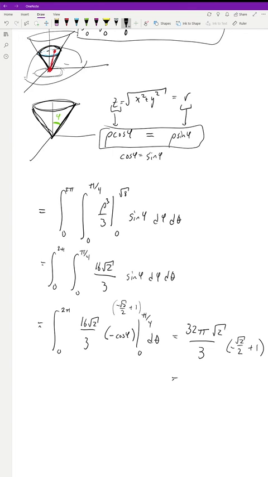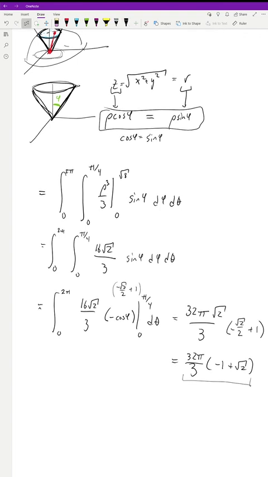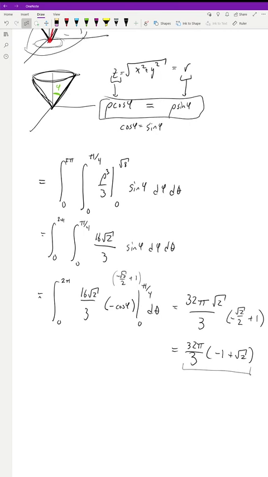And we can pull this √2 into here so that we recover 32 pi over 3 times negative 1 plus √2. Compare this to what we got before, which was the same expression, just √2 minus 1 instead. So we got the same answer as before. So spherical coordinates are not so bad.